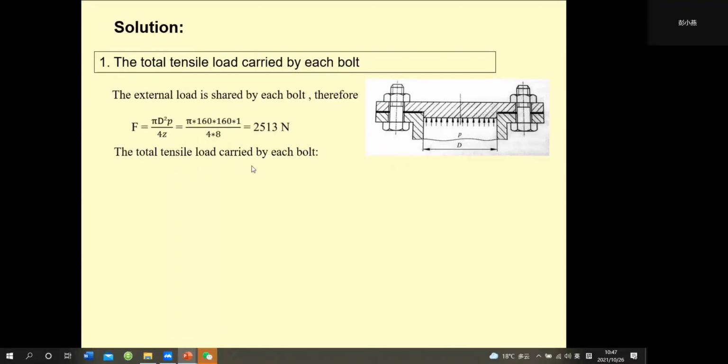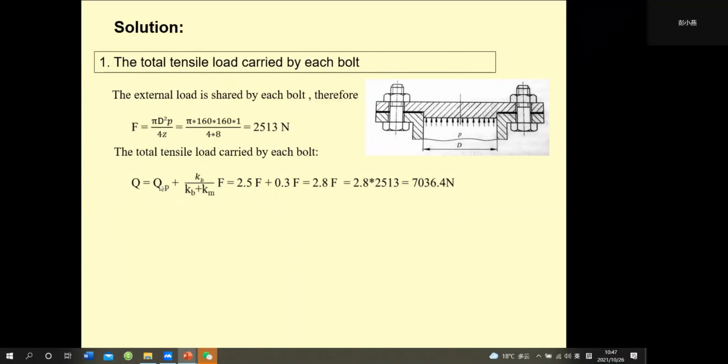Then calculate the total tensile load carried by each bolt. The total load acting on each bolt is not preload plus the actual force. It's not equal to that. We should use this calculation, where QP is the preload, this is the relative stiffness, and F is the actual force.